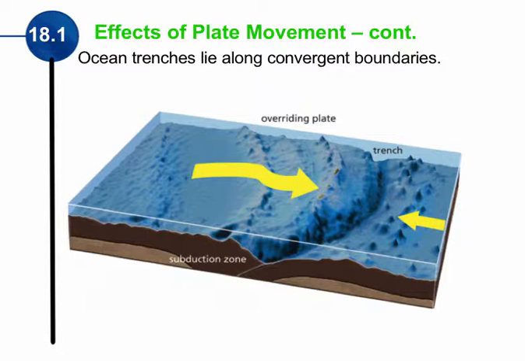And as two plates come together, they slide together. Just the sheer force of them sliding together is going to cause this bending of the plates. And that bending is where we get these deep, deep trenches. The deepest parts of the ocean lie along converging boundaries in these trenches.